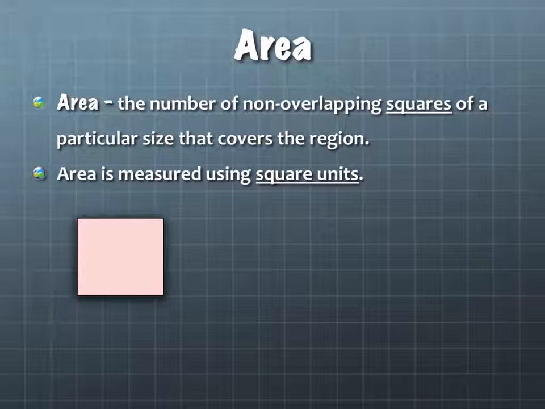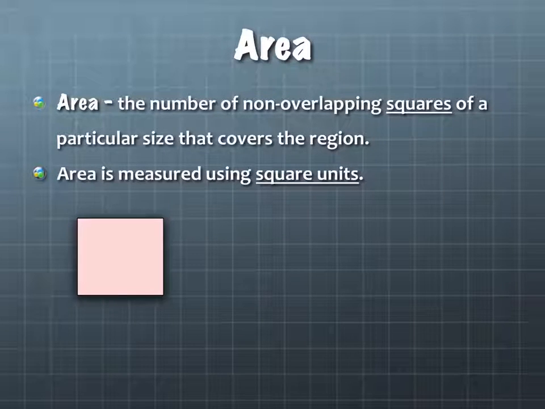So to start with, a loose definition of area is the number of non-overlapping squares of a particular size that cover a region. Area is measured using square units. That's why you see the words square feet or square inches or square centimeters, because we're measuring squares, literally.